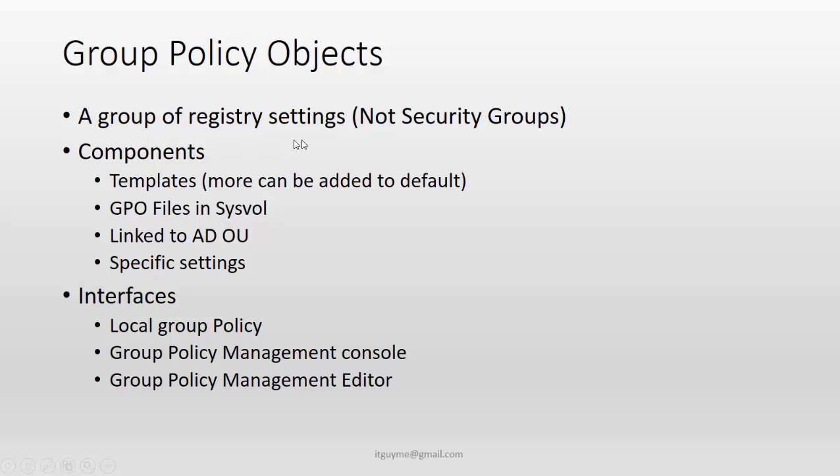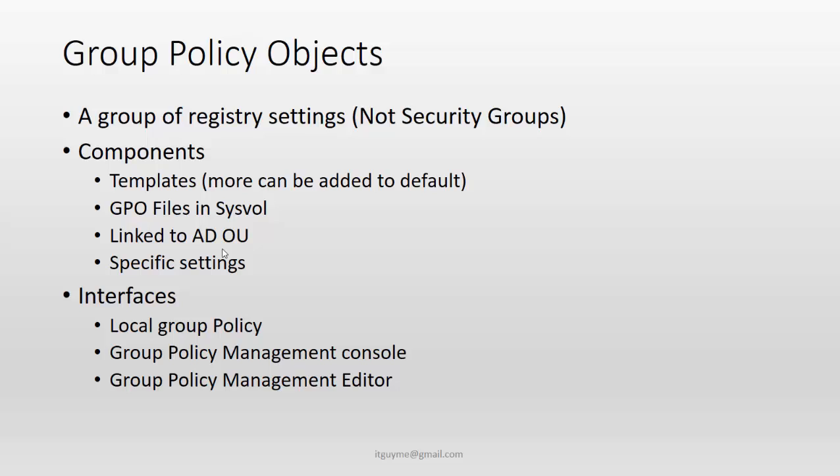So it's a group of registry settings, it says here, not security groups, it's totally different from that. GPO files are living in sysvol, linked to Active Directory OU templates, and more can be added to the defaults. We're going to see and talk about that. Linked to Active Directory, so on what three levels can group policy be linked and implemented? One is OU. On the OU level, you can attach a group policy and it gets implemented. Second is domain level.